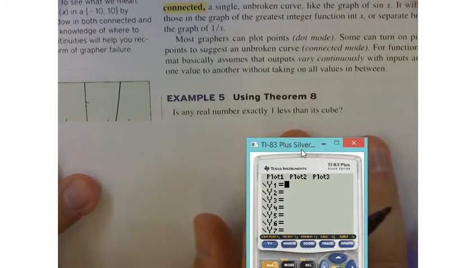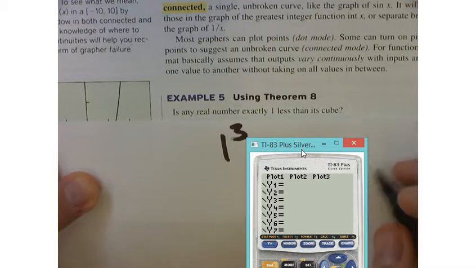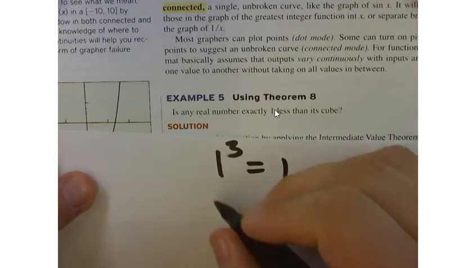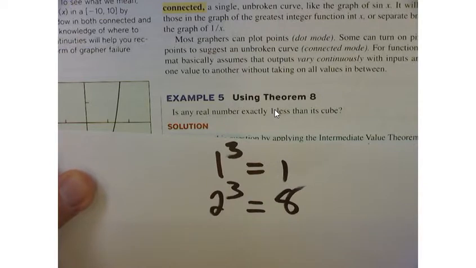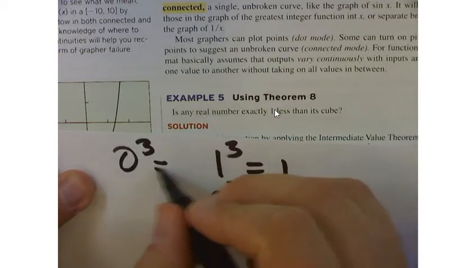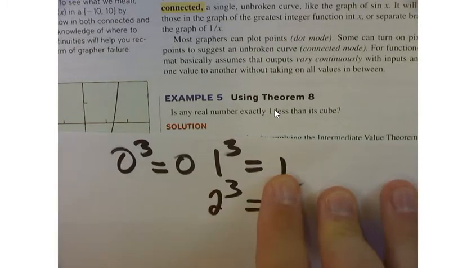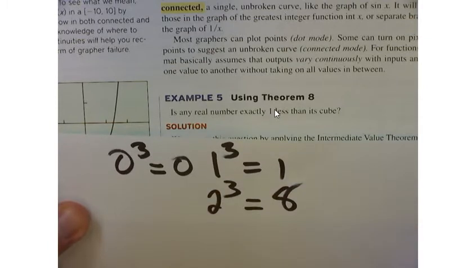So let's look at that. 1 cubed equals 1. Okay. And then we know that 2 cubed is equal to 8. Well, is there a number that I could cube that is exactly 1 less than its cube? Well, if I plug in 0 cubed, I get 0. So 1 is equal to itself. It's not 1 less. This one is not 1 less. But is there a number that exists? Well, clearly it would be kind of challenging to figure this out.